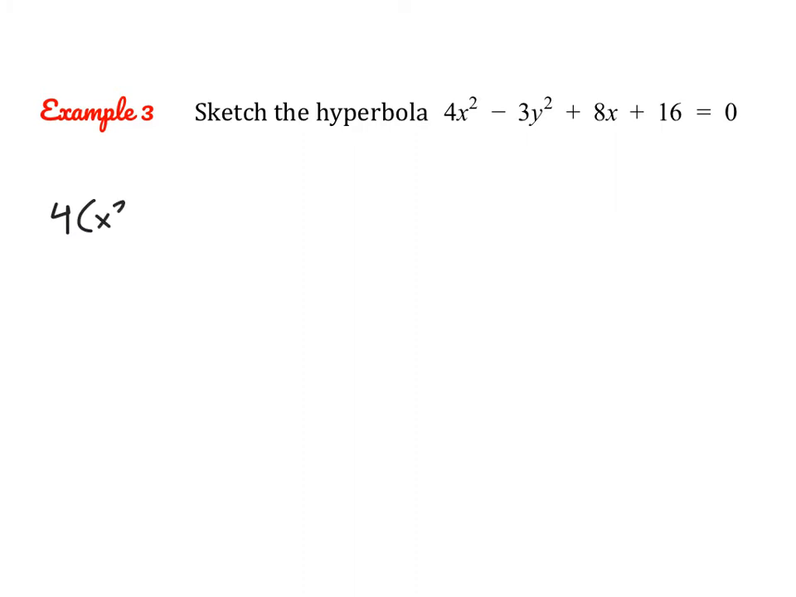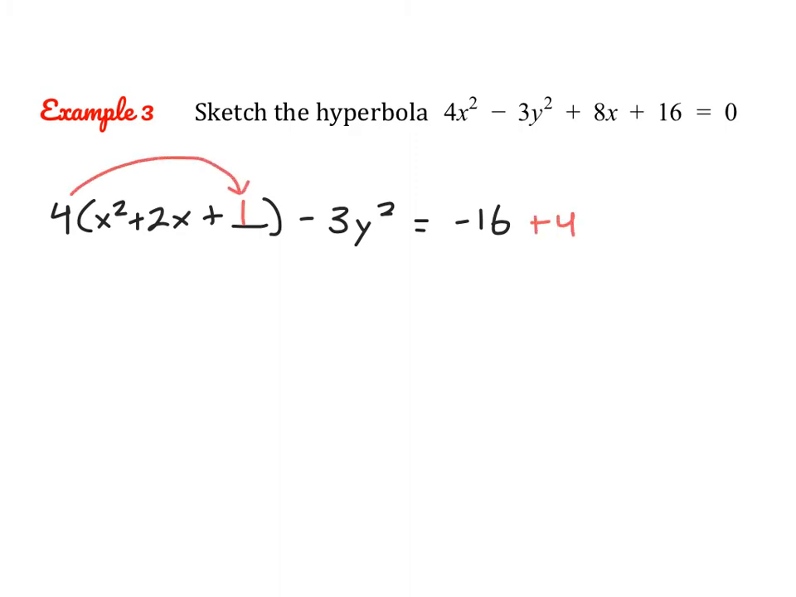So 4 times x squared plus 2x plus something. And then we have minus 3y squared. That's just a single monomial, so we're good to go there. And I'm going to move negative 16 to the other side. And now I'm going to complete the square. For our x trinomial, we're going to add 1, but we're actually adding 4 times 1, so we're actually adding 4. So now we can factor that out.